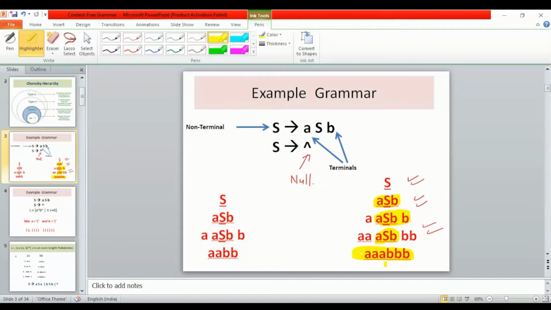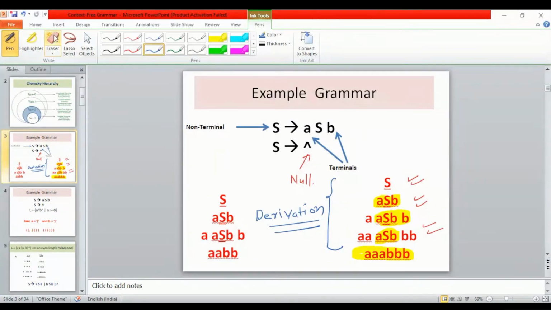This process of generating a string is known as a derivation. We are deriving a string. The symbol S, represented by capital letter S, is known as a non-terminal. We are representing terminal symbols like A and B with small letters. And when we are replacing S with ASB or S with null, these are known as the rules of the grammar. These are the two rules of the grammar.